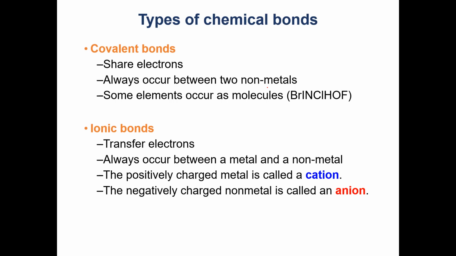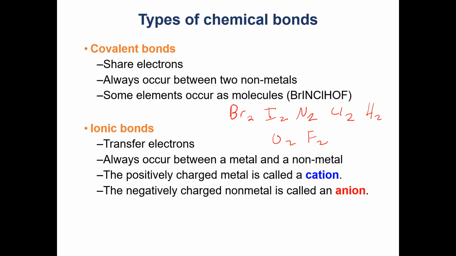Some elements always occur as molecules, and I don't require you to memorize these, but you should get familiar with them and recognize when you see them that they are elements that will always occur as diatomic molecules, meaning that there will always be two of them. If you like little mnemonics or things to help you remember, you can remember those elements as Brinkelhoff. So the elements that always occur as diatomic molecules are Br2, I2, N2, Cl2, H2, O2, and F2.